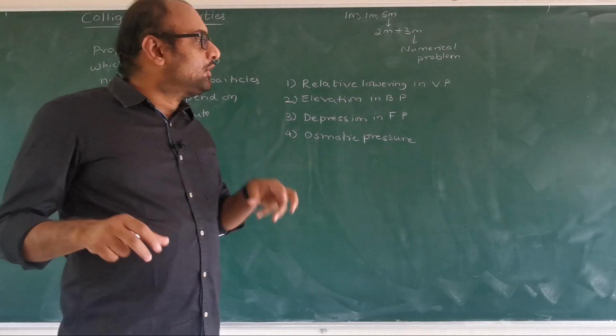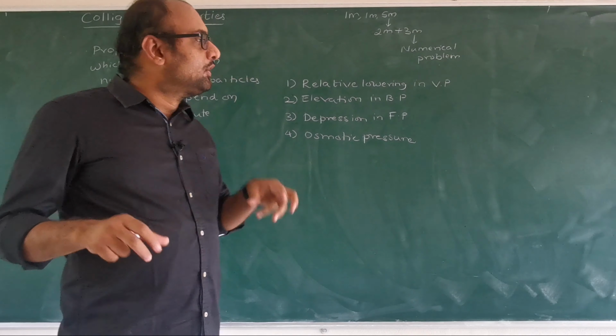Now, for the mole fraction of the solute, what is the formula for XB? XB is given by NB divided by NA plus NB. This is the formula for mole fraction of the solute. You already know this. Now, this is P naught A minus PA divided by P naught A.